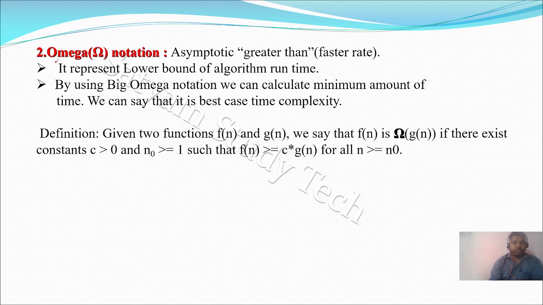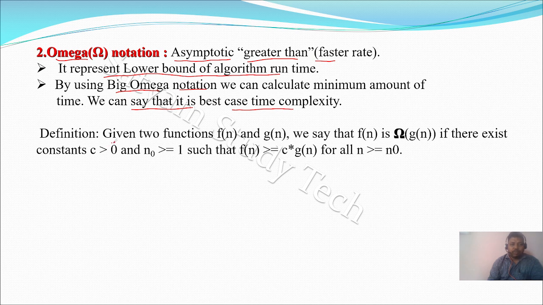Today's topic is omega notation. When can you use the omega notation? It is asymptotic greater than, that is, the faster growth rate. It represents the lower bound of an algorithm's runtime, and by using big omega notation we can calculate the minimum amount of time. You can say that it is the best case time complexity.